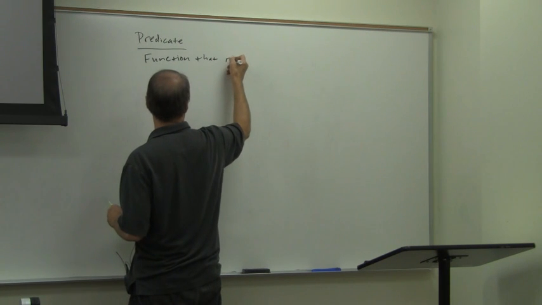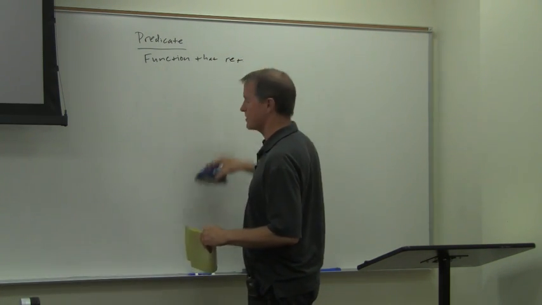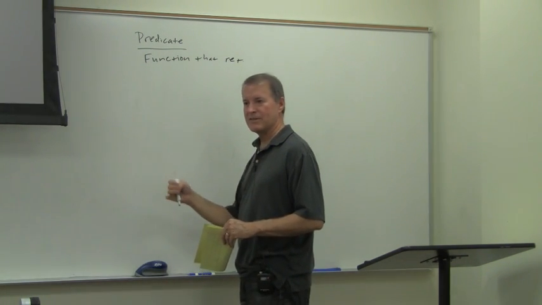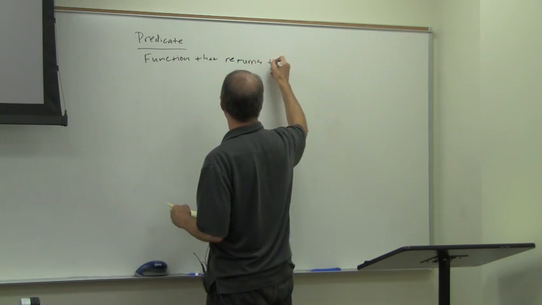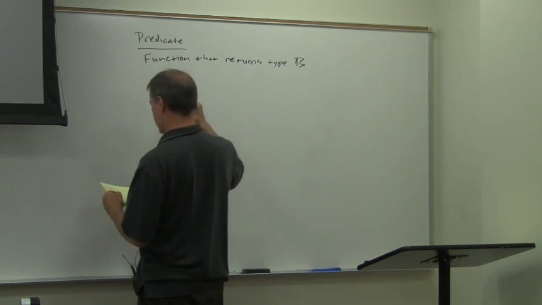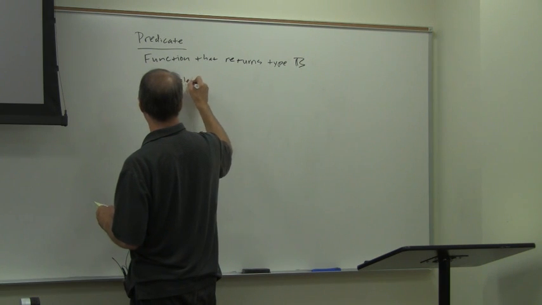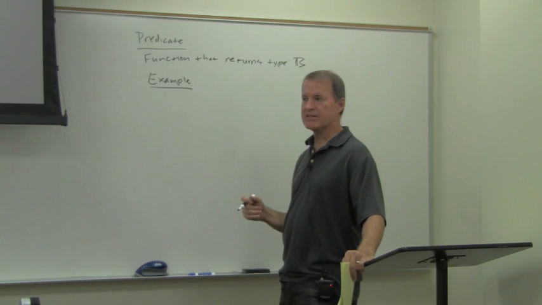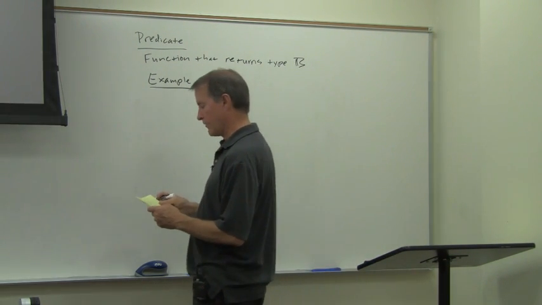So loves X, Y is a predicate, because the type of the argument is a person, but it returns true or false depending on if X loves Y. So it's a function that returns type Boolean. What we need to do now is learn some really common predicates in mathematics and know how to express them in formal methods.